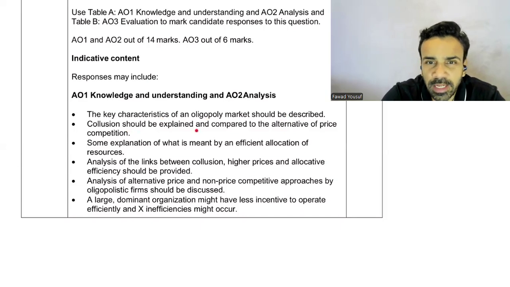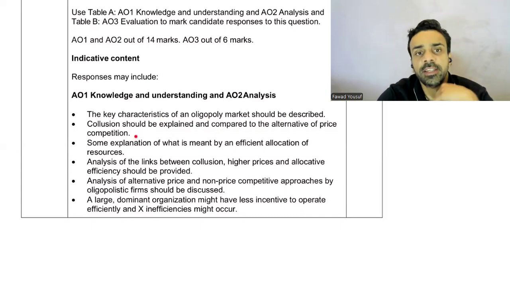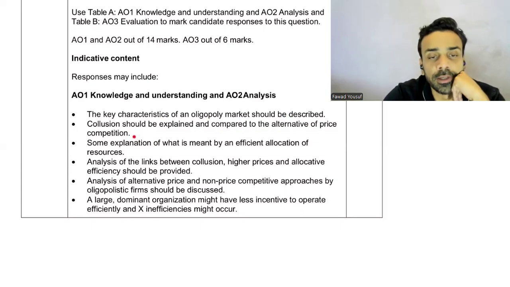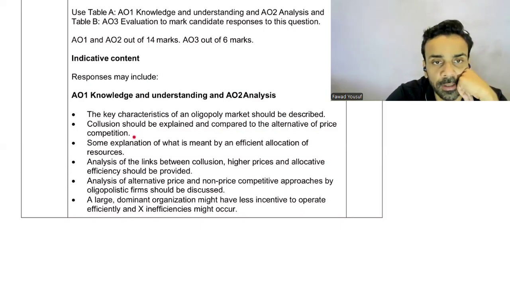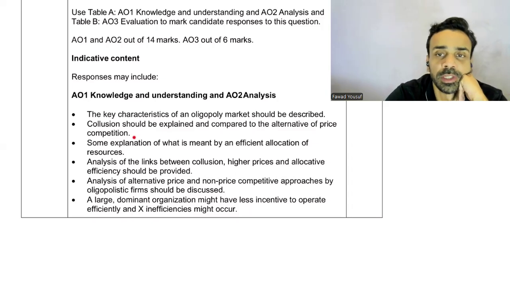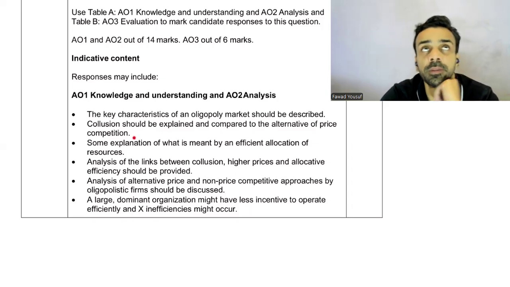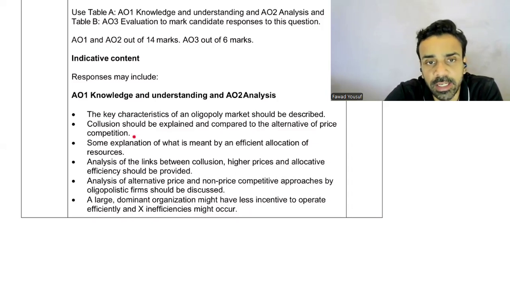Collusion should be explained and compared to the alternative of price competition. So that's what I did also. I did your cartel model जिसको मैंने price competition से compare किया कि कैसे higher prices और inefficiency हो रही है. मैंने informal collusion का भी उसके साथ किया और मैंने compete का भी show किया कि किस तरीके से they will end up charging a higher price.